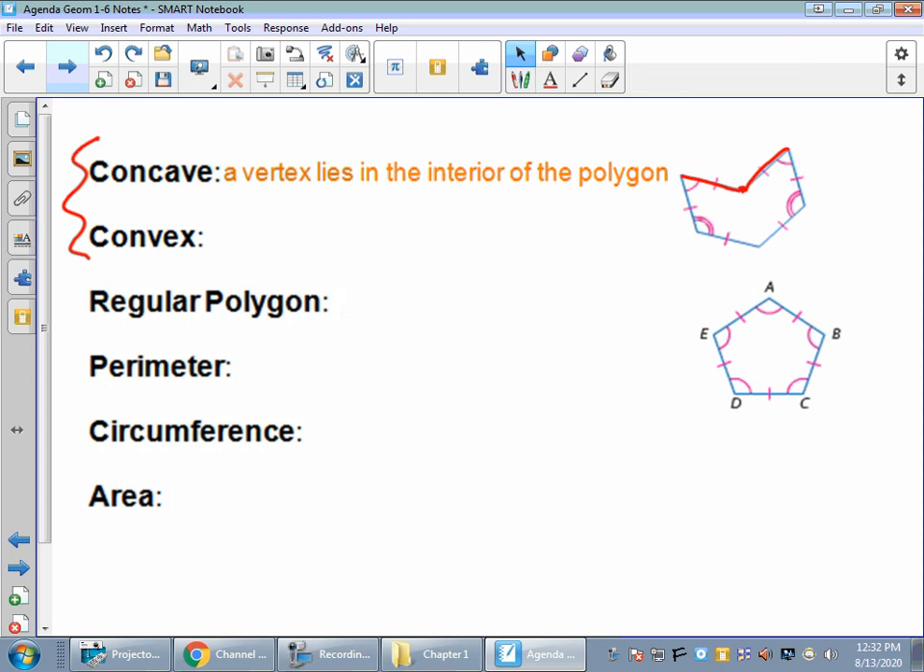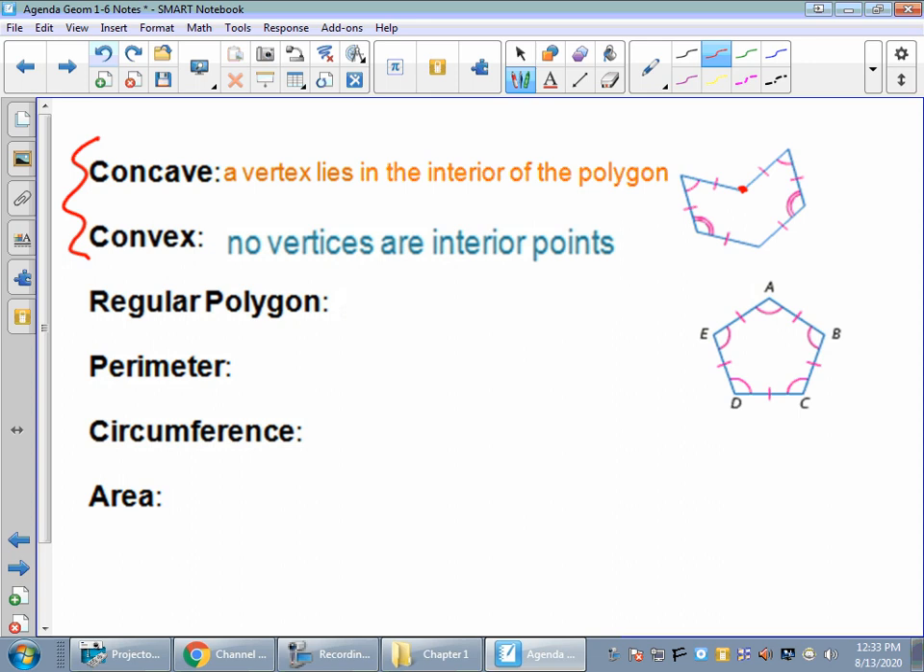The other one, our second example, would be a convex polygon. No vertices are interior points. You can see in this example, the bottom one, this pentagon here, there's no vertex that lies inside that shape like the first example. So that would be convex. So this would be a concave example, and this one down here would be convex.